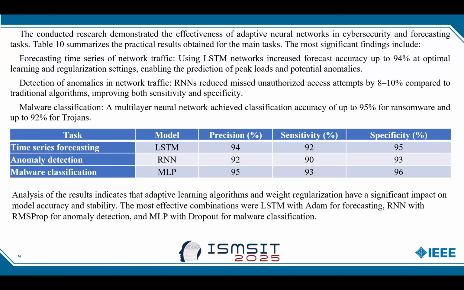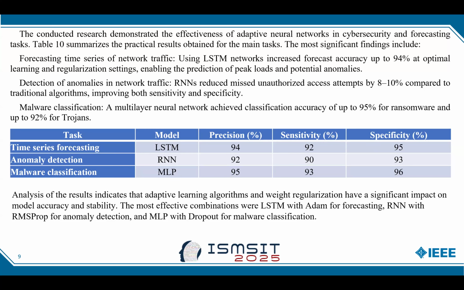RNNs reduced missed unauthorized access attempts by 10%, improving sensitivity and specificity. Multi-layer perceptrons achieved up to 95% classification accuracy, as I mentioned earlier, for ransomware, and 92% for Trojans. The results indicate that adaptive learning algorithms combined with weight regularization significantly enhance model accuracy and stability.